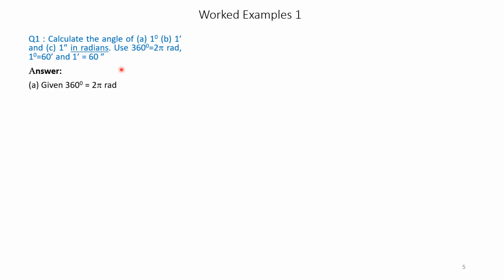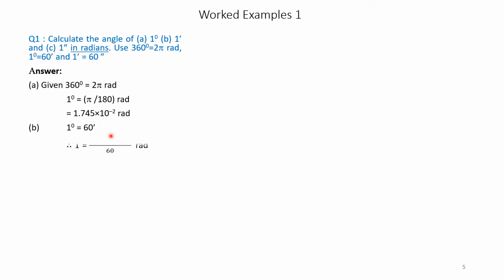Answer. It is given 360 degrees is equal to 2 pi radians. Therefore, 1 degree will be equal to 2 pi by 360, or simplifying, pi by 180 radians. And we have to substitute the value of pi as 22 by 7 and calculate. So that comes out to 1.745 into 10 to the power of minus 2 radians. That answers part A.